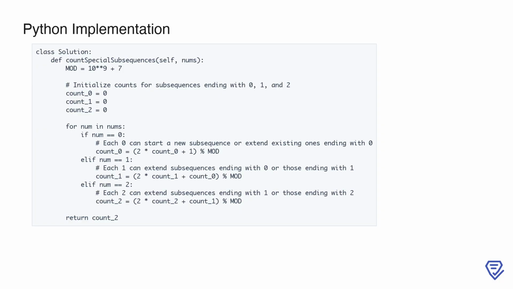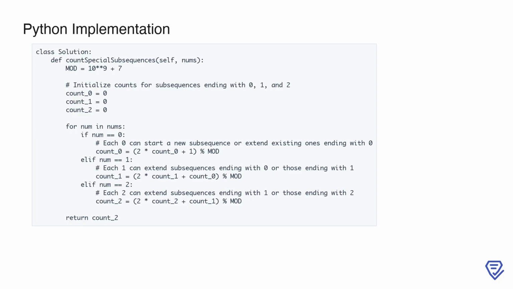3. Modulo operation. Since the result can be very large, all updates are taken modulo 10^9 + 7. For final output, at the end of the loop, count_2 contains the total number of special subsequences that satisfy the conditions.